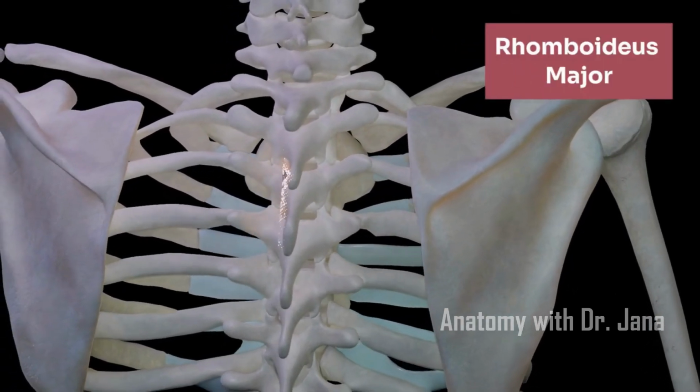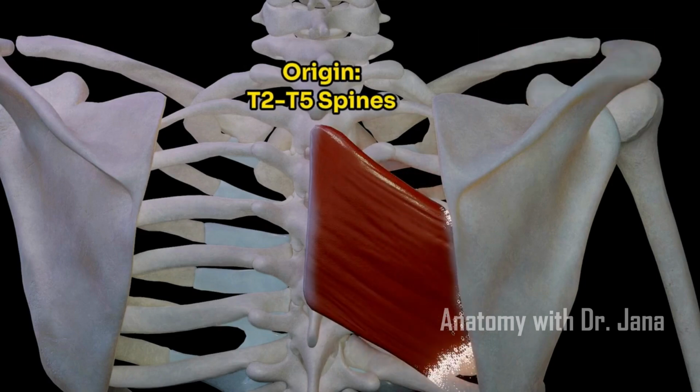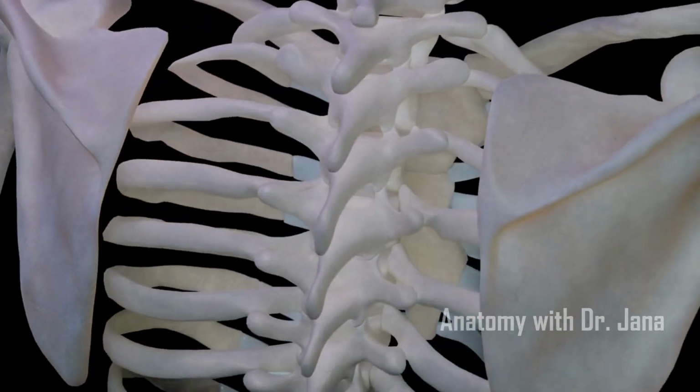This muscle is the rhomboideus major muscle, arising from the spines of T2 to T5 vertebrae and inserted onto the medial border of the scapula. Next, let's discuss the superior border.